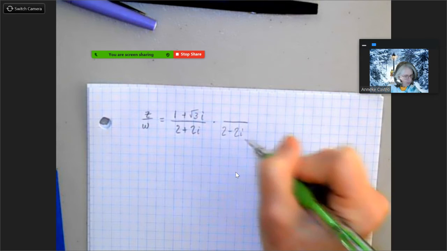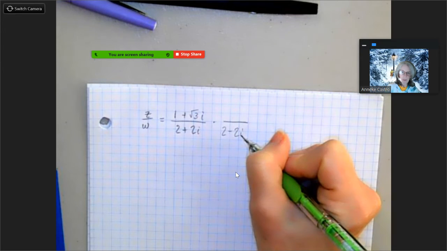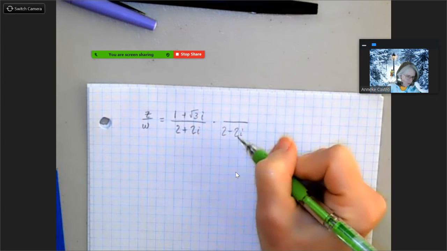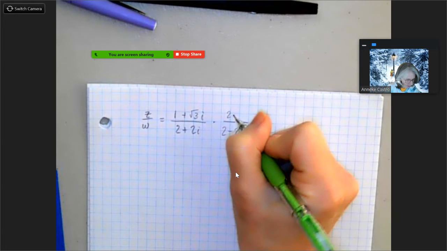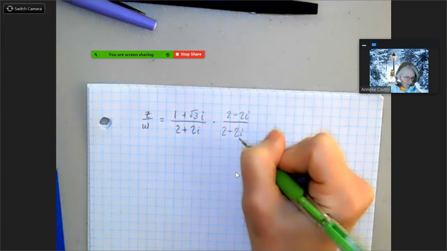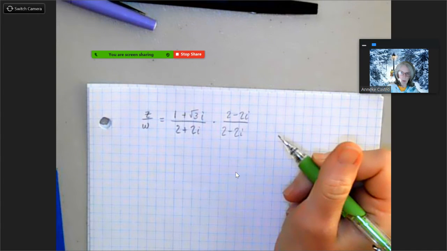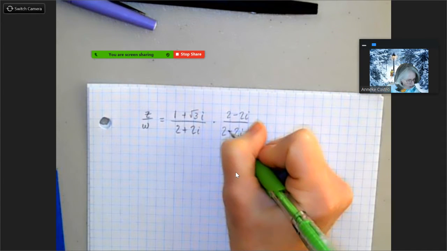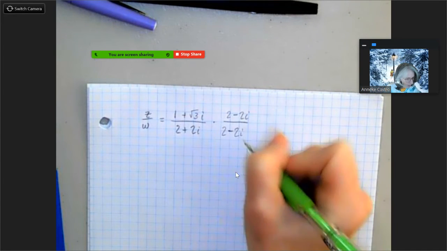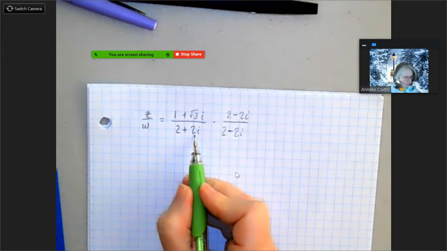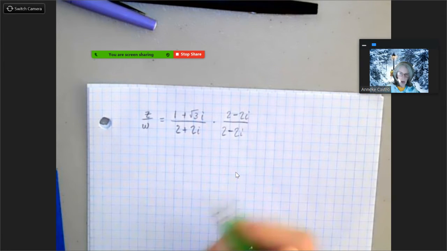And so if you multiply a fraction, if you multiply the bottom by something, you have to multiply the top by the same thing because a number divided by itself is 1, so we're just multiplying by 1. So why are we doing this? Why are we taking 2 plus 2i and multiplying it by 2 minus 2i?